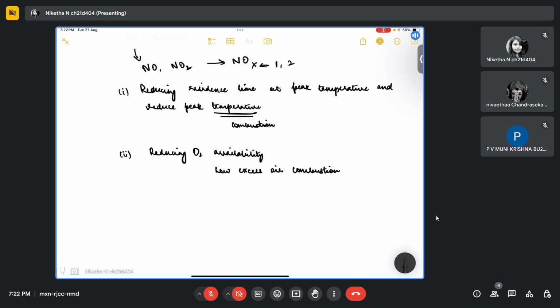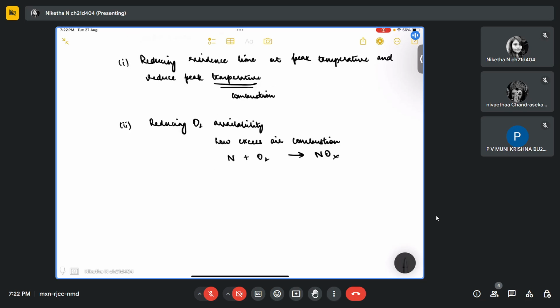So the more oxygen you have, the more chances are that nitrogen will combine with the oxygen to produce NOx gases. So in order to avoid this, we are reducing the oxygen supply. So this can be done by recirculation. So sometimes what happens is whatever gases that are produced during the combustion, those are called flue gases.